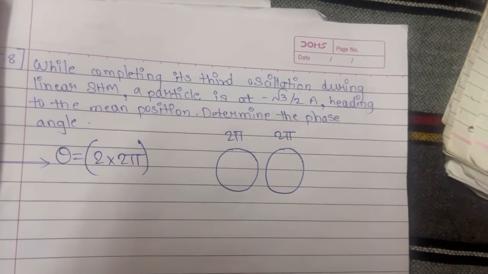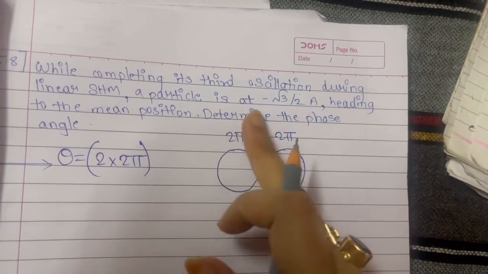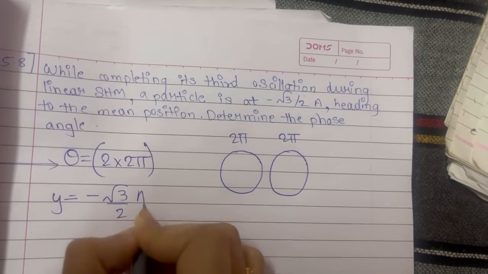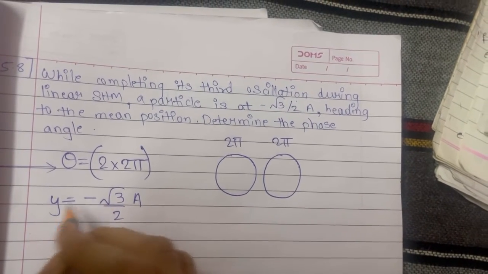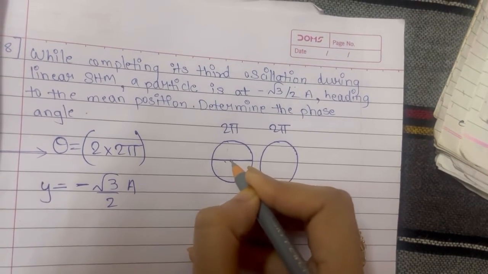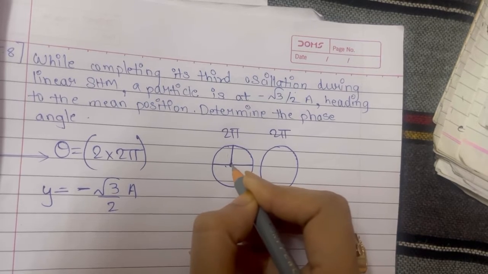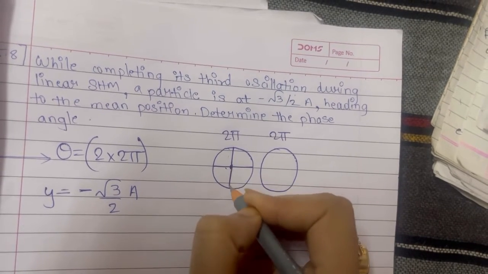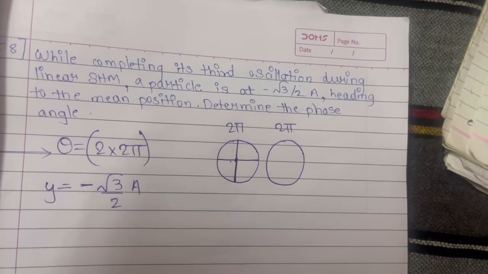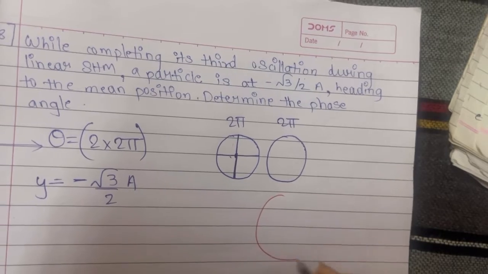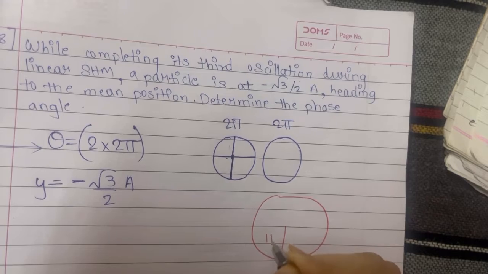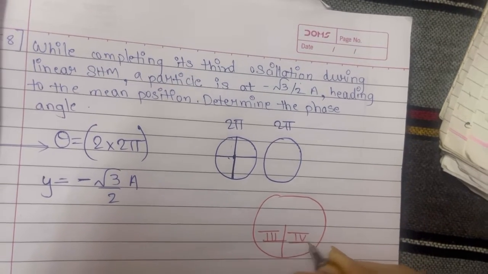While completing its third oscillation during linear SHM, the particle is at, now the position of the particle is given as minus root 3 upon 2a. So see, if I see the displacement, that is in negative. So the displacement, that is y, is in negative. Of course this is the positive side of the y-axis, and this is the negative side of the y-axis. So the negative side of the y-axis is shared by two quadrants. If I show it in this circle, then the negative side is shared by the third quadrant and the fourth quadrant.